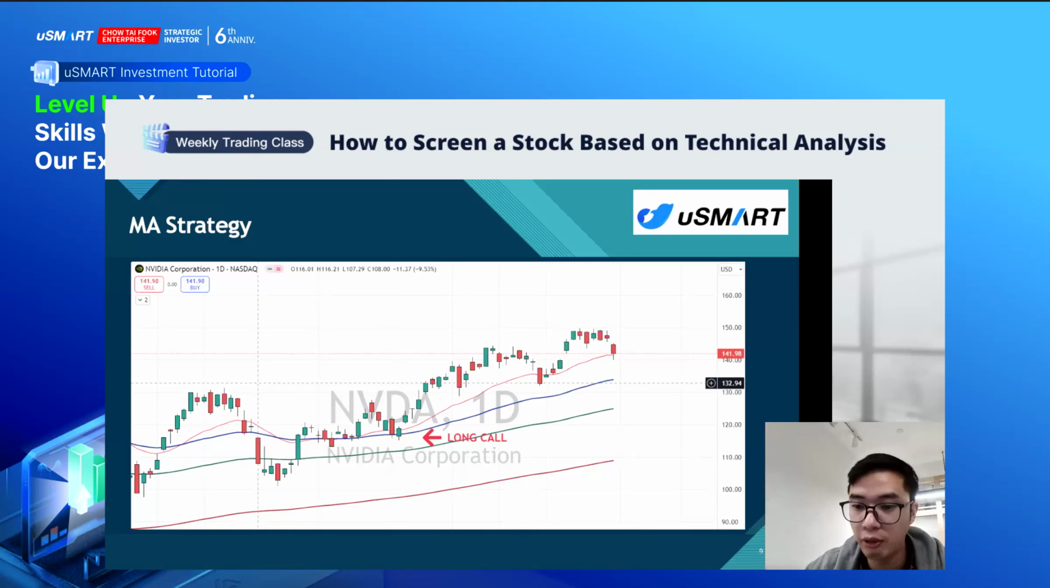Somebody looks at it for a few years. Somebody looks at it for even hours or minutes, because they want to get out. They just want to trade the markets. So it really depends on what you want. Here I just give a guideline and an idea of how you screen the stocks. We all have to know the ideology behind this technical analysis, what we are screening.